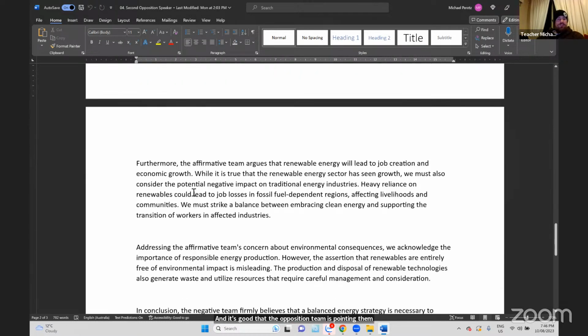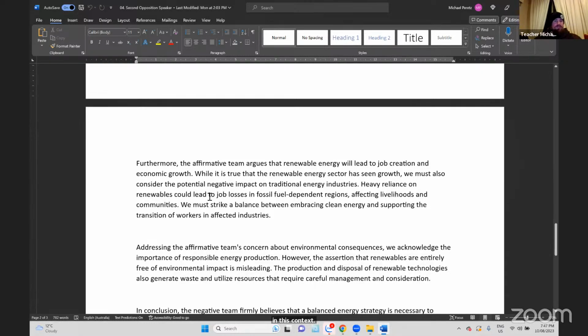We go on to address the next issue. So furthermore, separating the issues again, the affirmative team argues that renewable energy will lead to job creation and economic growth. While it is true that the renewable energy sector has seen growth, we must also consider the potential negative impact on traditional energy industries. So they've presented a good point. Let's present a counter argument as to why it's not such a good point in this context.